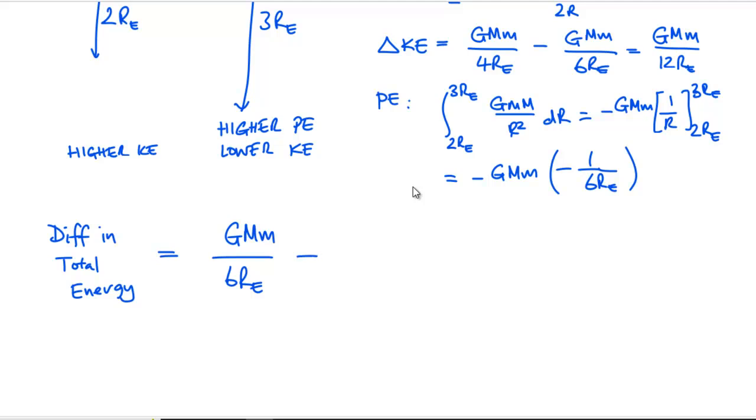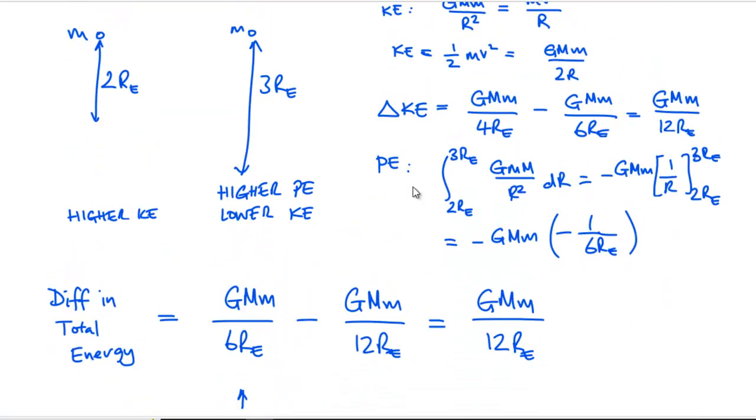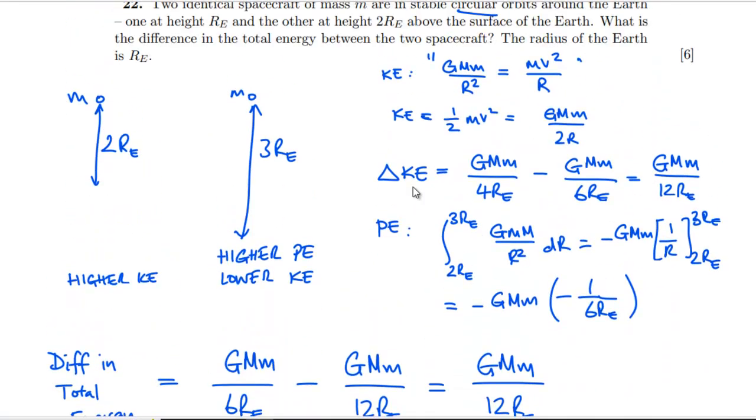So if we take off the difference in the kinetic energy, because it's higher in the 2Re orbit, but this is the higher in 3Re, so we need to take off the higher in 2Re. So we've got GMm over 12Re. So yeah, that's right. That's a step up in difficulty there for 6 marks. It's not crazily difficult, but that's not too bad.